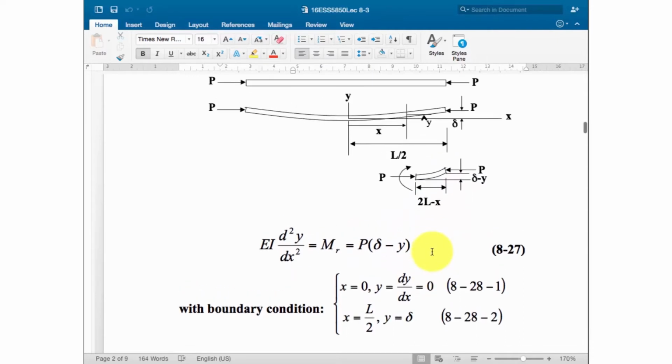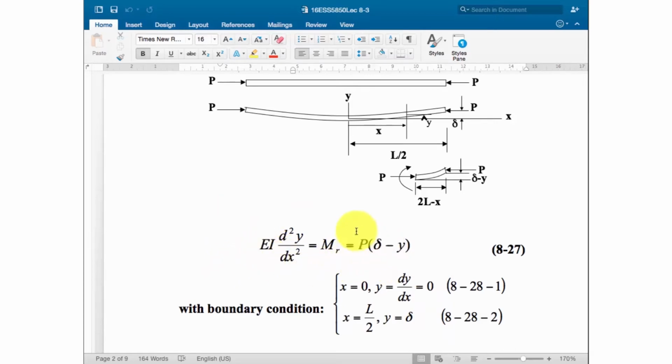And we have 3 boundary conditions. At x equal to 0, at this position, you have y and the slope equal to 0 at the center position. The other one is at the end. At the end, you have a deflection y equal to delta. So these 3 boundary conditions we can plug into this equation to solve it.